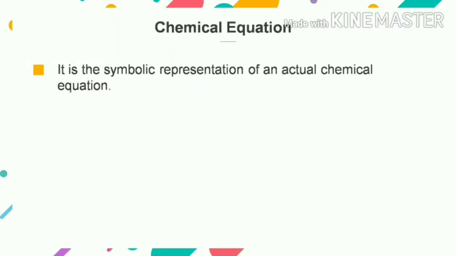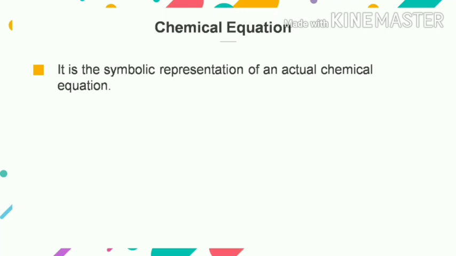Now come to chemical equation. A chemical equation is a symbolic representation of an actual chemical reaction. The substances which take part in a reaction or the substances which are combined during the reaction are called reactants, and the new substances which are produced as a result of chemical reaction are called products.